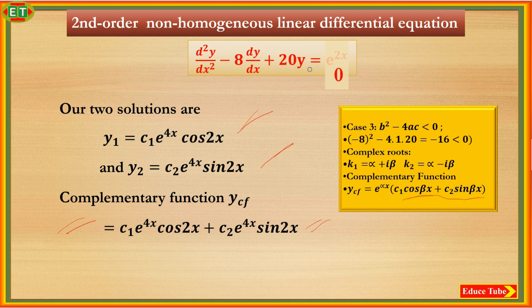For this equation, the right hand side I put as 0. If we take e to the power 4x common, it comes in this form. So the complementary function is this one: e to the power 4x, c1 cos 2x plus c2 sin 2x. Same as this one.